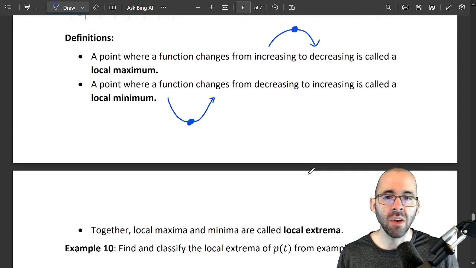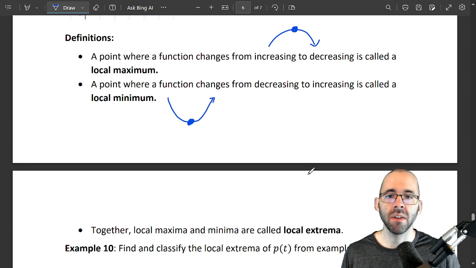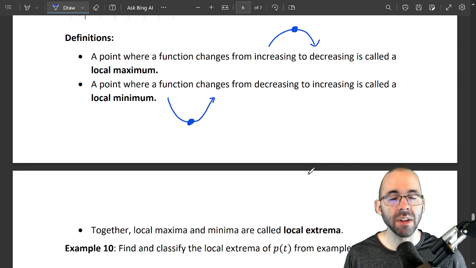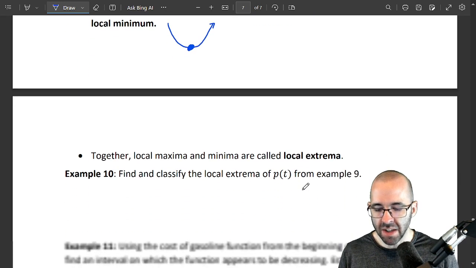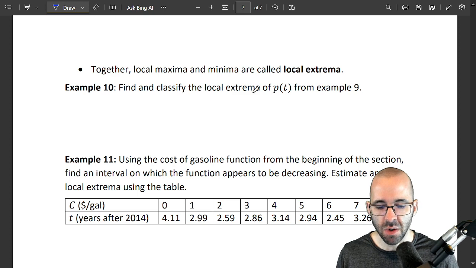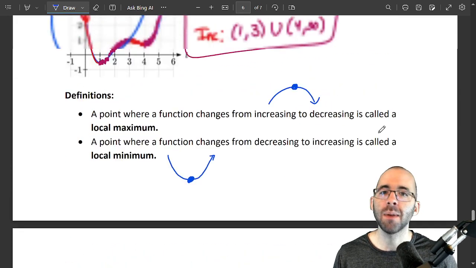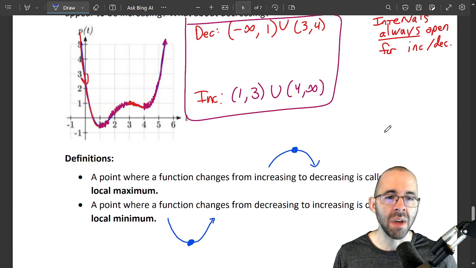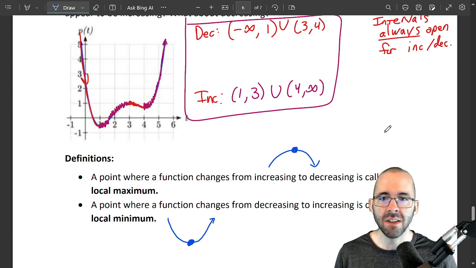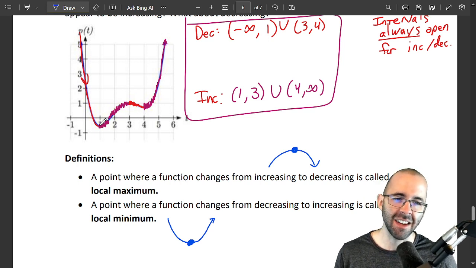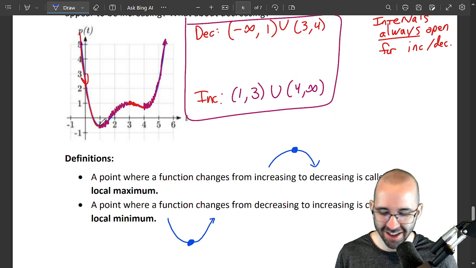And if we want to talk about local minimum or local maximum, we call them local extrema. Local extremum is the singular. Local extrema is the plural. So in example 10, where I say find and classify the local extrema of P of t from example 9, this says go to that last example and tell me where the local minima are and the local maxima. And it's just going to be the transition points where the graph changes from red to a slightly different color that looks like red. I think it's like fuchsia or something.